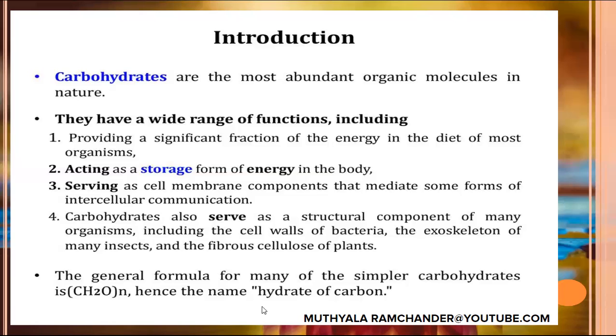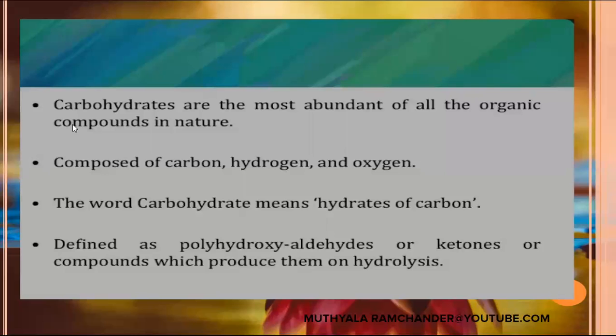The general formula of many simpler carbohydrates is CnH2nOn, where n indicates the number of C, H, and O atoms. Hence the name hydrate of carbon. Carbohydrates are the most abundant of all the organic compounds in nature. They are composed of carbon, hydrogen, oxygen in a 1:2:1 ratio.